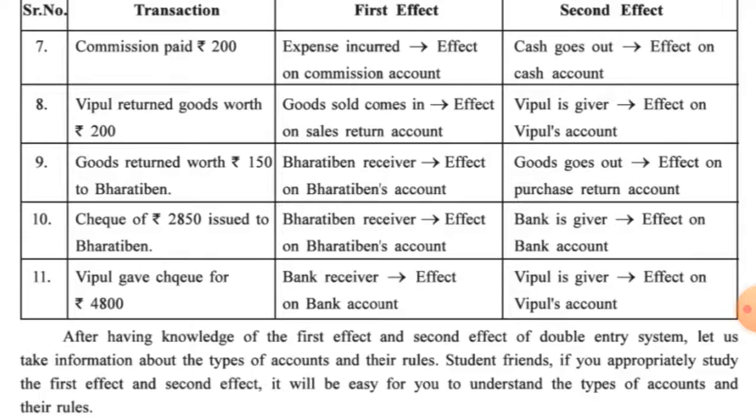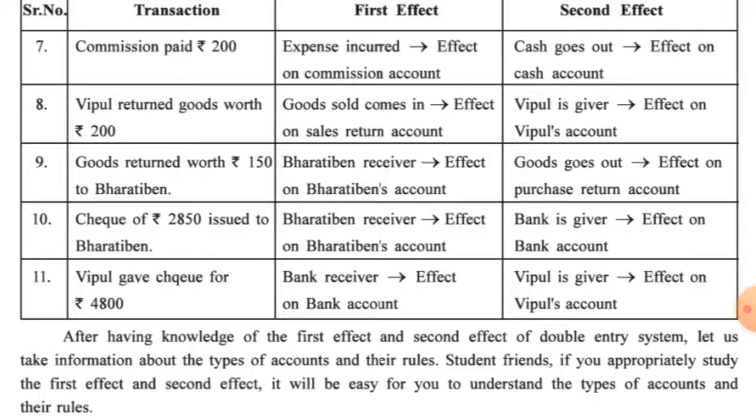Last transaction, Vipul gave check for rupees 4800. Vipul, to whom we had sold the goods, is making the payment to us through check. So our bank balance will increase. So the first effect would be on the bank account, and for the second effect, Vipul is the giver of that check. So the second effect would be on Vipul's account.